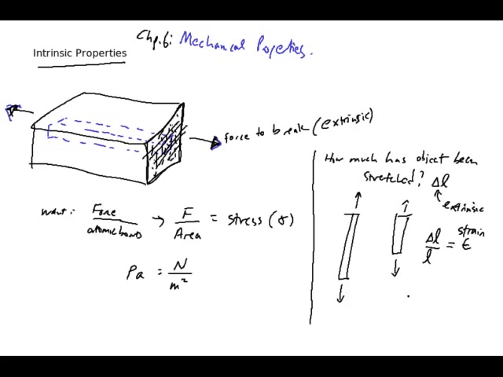You can see the units of strain would be no units. And think of this as like the amount of stretch per atomic bond. It's how much each bond has gotten stretched. And that's more of an intrinsic property than an extrinsic property.